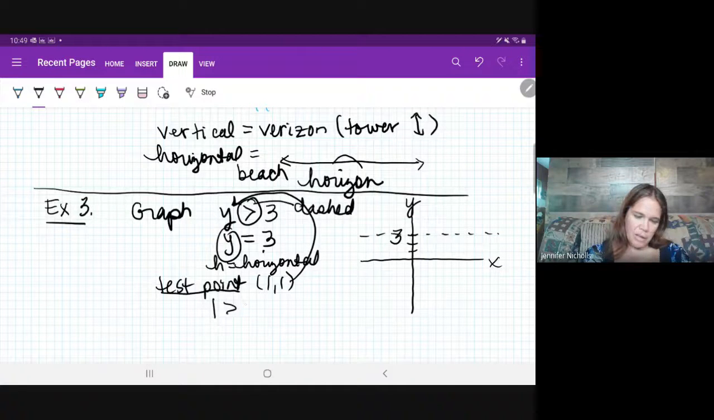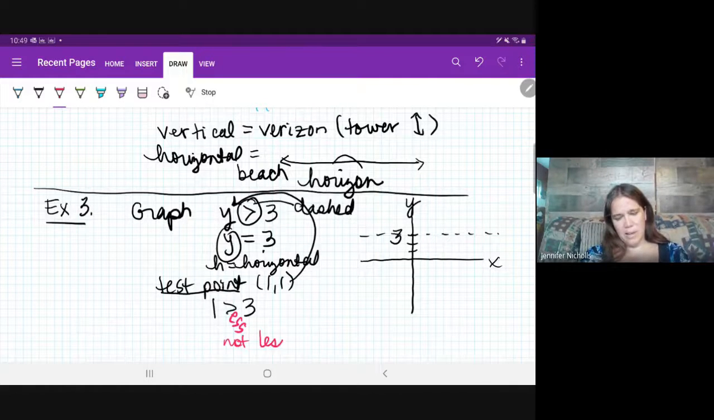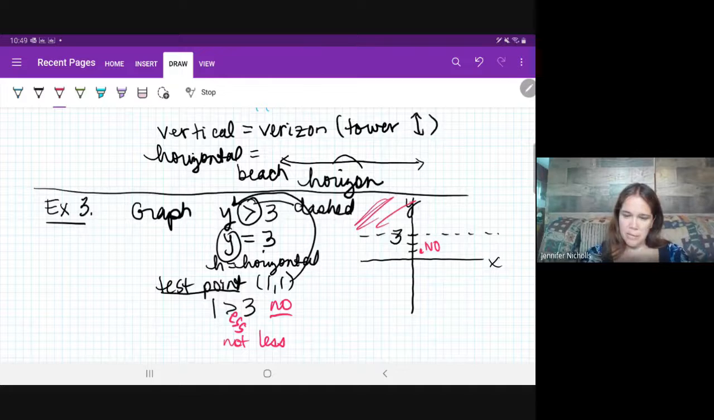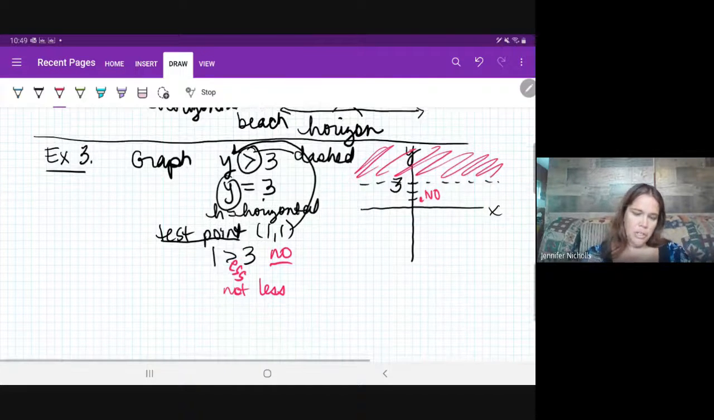1 is greater than 3. And that you could write less. Is that a less? That's not a less, right? Because that looks funny. Okay, so it's not a less. So is 1 less? You said no. So 1 is not less. So 1, 1 is right here, and I put no. So shade this part instead. Sounds good.